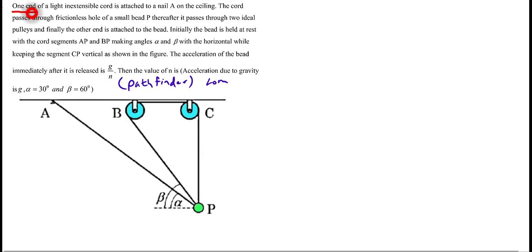One end of a light inextensible cord is attached to nail A on the ceiling. So the cord is attached here to the ceiling, and the cord passes through a frictionless hole through the small bead P. It will pass through like this. Thereafter, it passes through two ideal pulleys, and finally the other end is attached here.